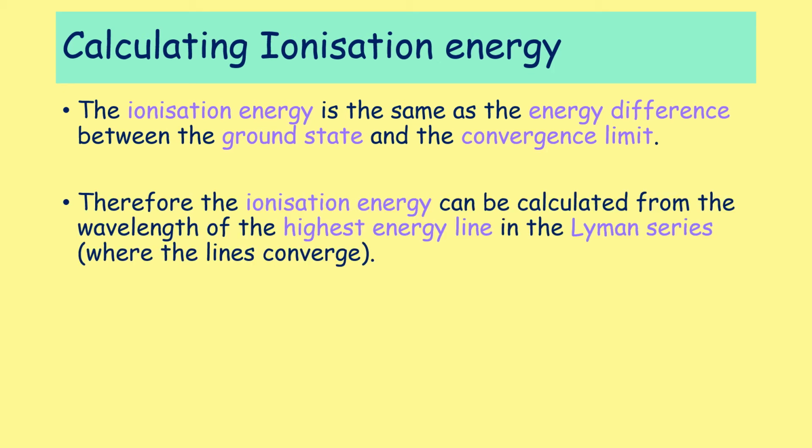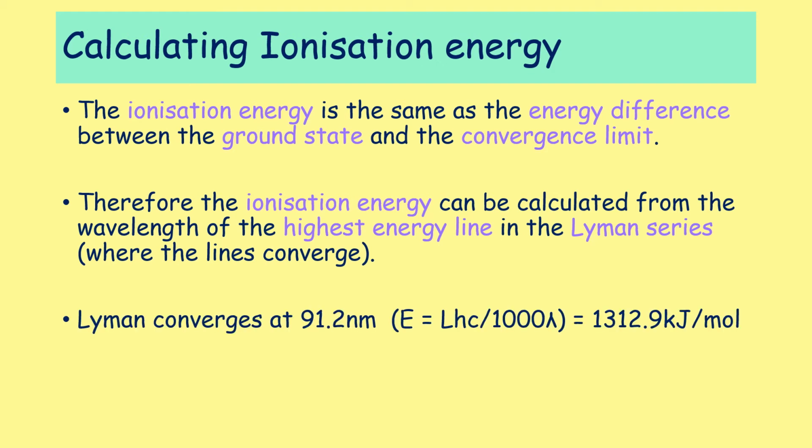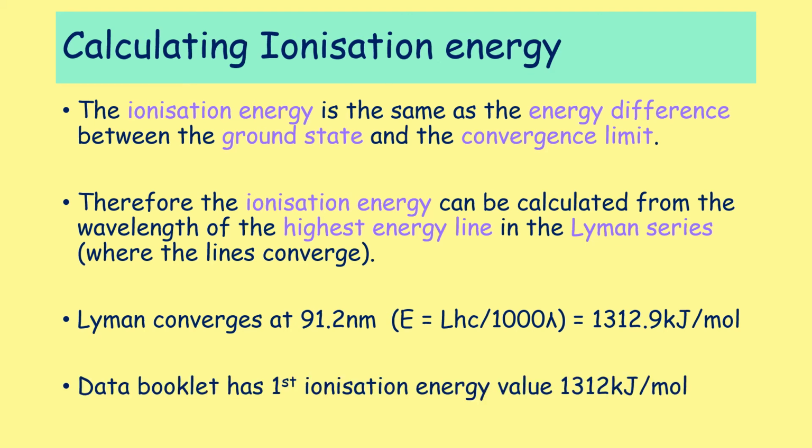So the ionization energy can be calculated from the wavelength of the highest energy line in the Lyman series for a hydrogen atom. Now the Lyman series converges at 91.2 nanometers, and so if we use our E equals L h c divided by 1000 multiplied by the wavelength, we get 1312.9 kilojoules per mole, which, if you look in your data booklet, the first ionization energy of hydrogen is 1312 kilojoules per mole. So we can relate the spectral lines, the emission lines, to ionization data.